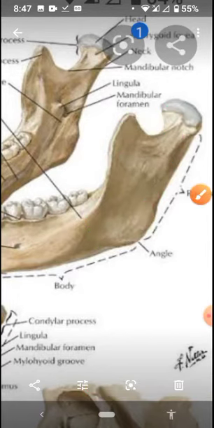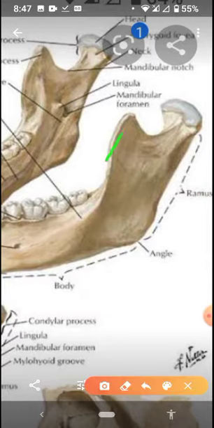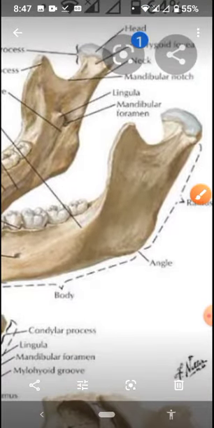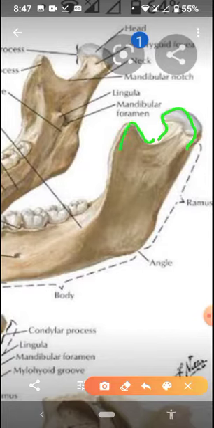If we talk about the ramus of the mandible, we can see two processes over here. One is anterior, and this is the coronoid process, and this one is the posterior. This is the condylar process. Let me clear. This is the condylar process, and this is the coronoid process.